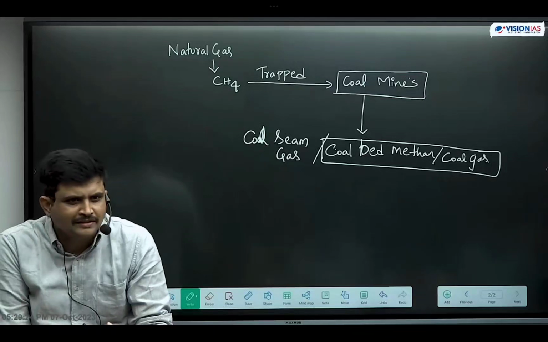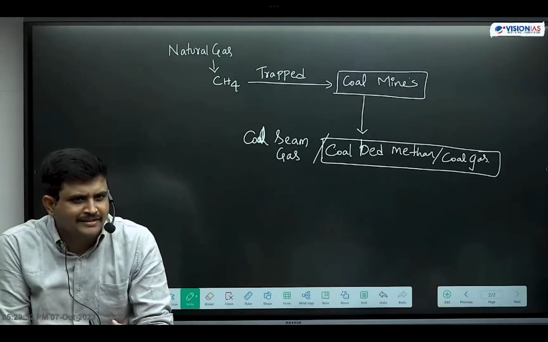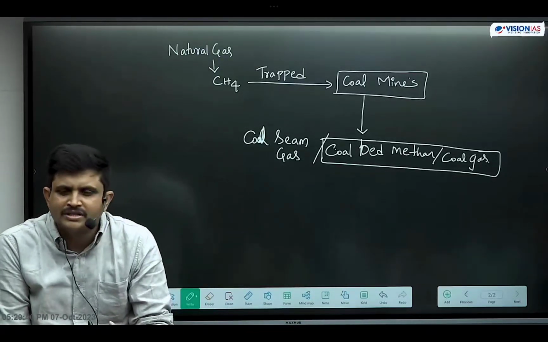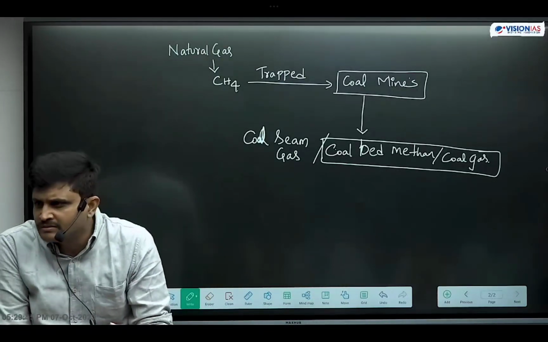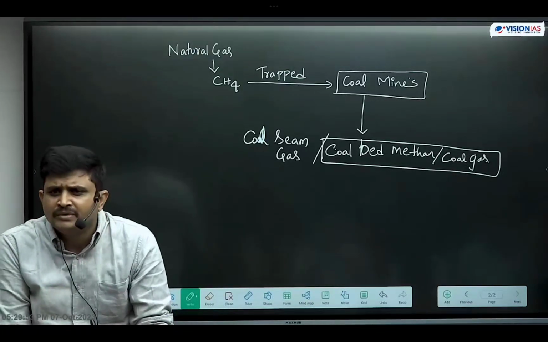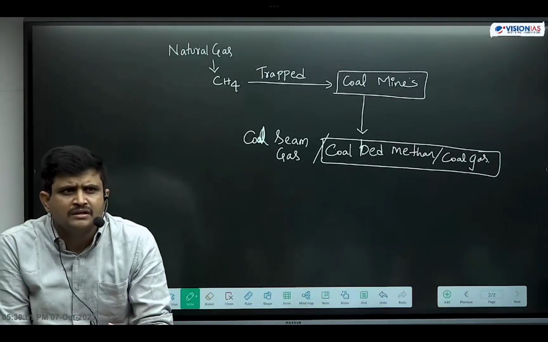Coal is a fossil fuel. Is it right? How can you define coal? Coal is a fossil fuel. That's all. Okay, so it is a mineral. Coal is a mineralized sedimentary rock, popularly known as black gold. And the majority of electricity production in India is from coal only.